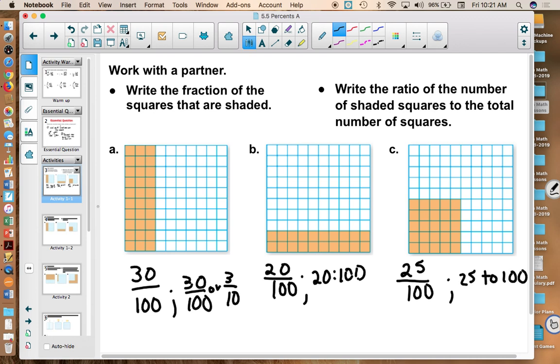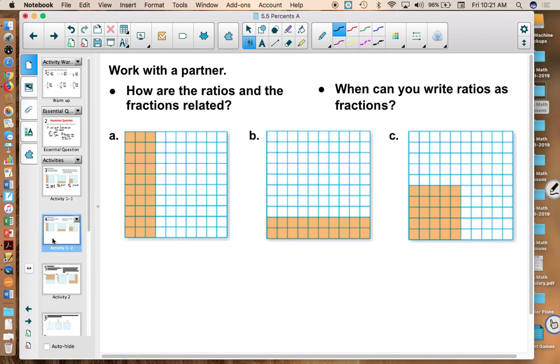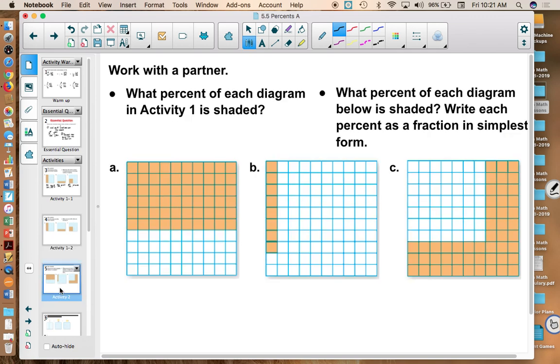Just 3 different ways of writing ratios. That's pretty simple. Okay? We've talked about fractions and ratios being the same. When can you write ratios as fractions? Well, you can write them anytime you want, can't you? Okay, I'm going to move on. It just seems like a silly question to me.